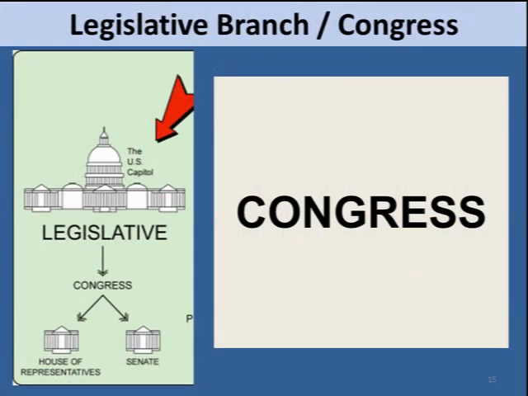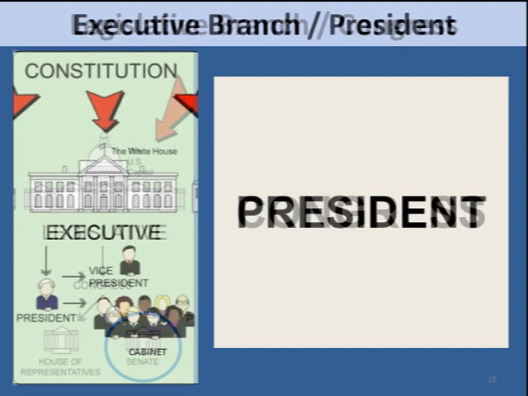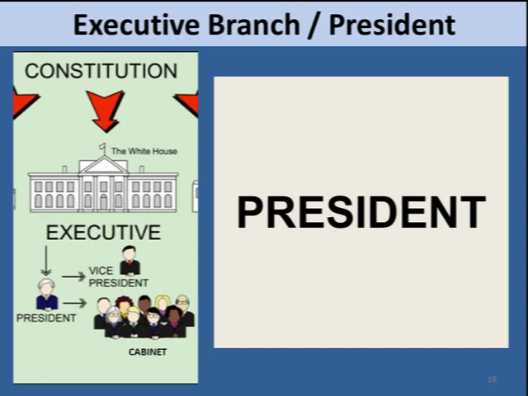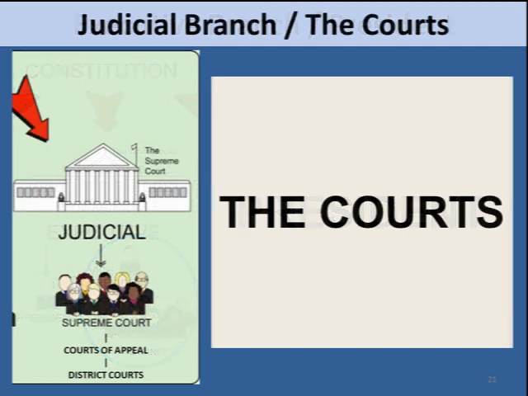The legislative branch is often referred to as Congress. Unlike the Congress created by the Articles of Confederation, today's Congress consists of two houses, the House of Representatives and the Senate. The executive branch is usually referred to as the President. The executive branch consists of the President, the Cabinet, and many federal departments and agencies. The judicial branch is also called the courts. The courts consist of two levels of federal courts and the Supreme Court. The Supreme Court is the highest court in the nation.